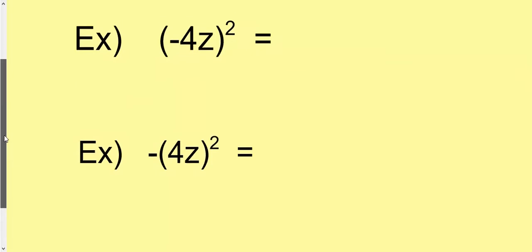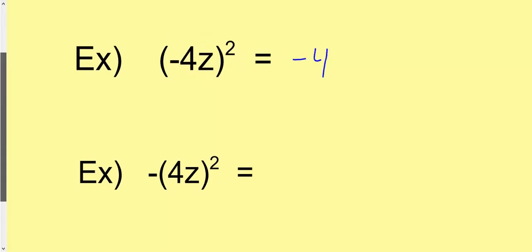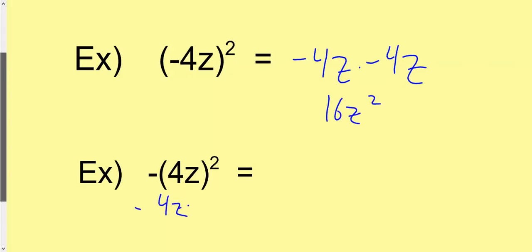Take a look here with the negative sign and where it's located. This is negative 4z times negative 4z. And kind of like before when I was showing you guys, those negatives are going to multiply to a positive. This is negative 4z times 4z, which is negative 16z squared. So the location of the minus sign is significant.